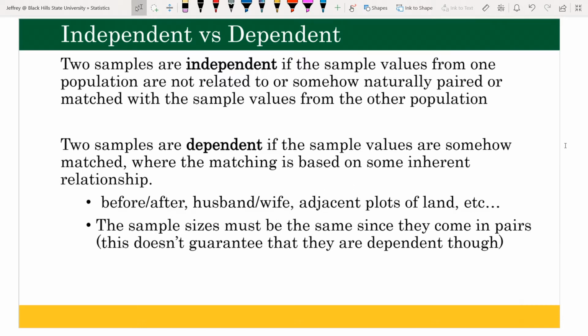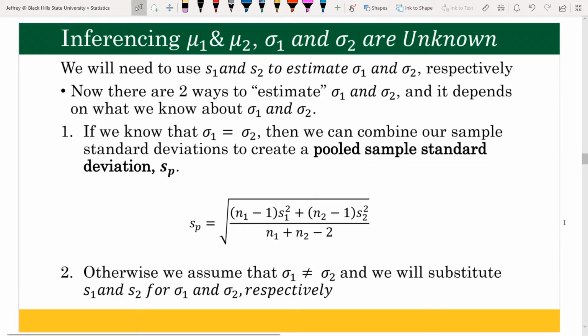Now, dependent samples will be covered in the next section. So for now, we are only looking at cases that are in fact independent. The problems will not necessarily state that they are independent, so you may have to read into the context of the problem, as well as look at your sample statistics, to figure out whether or not these are in fact independent.